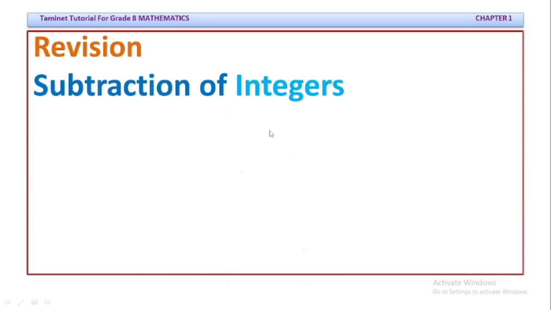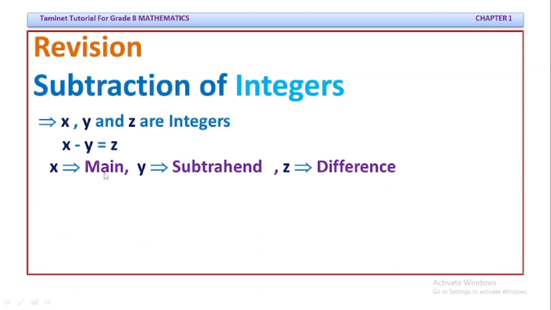Subtraction of rational numbers or integers works the same, because integers are a subset of rational numbers. So if x, y and z are integers or rational numbers, then x minus y is equal to z, where x is the minuend, y is the subtrahend and z is the difference.